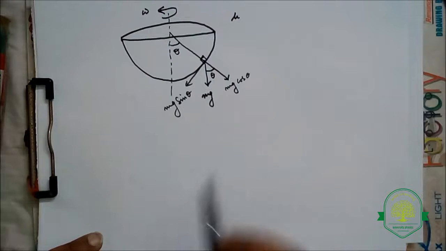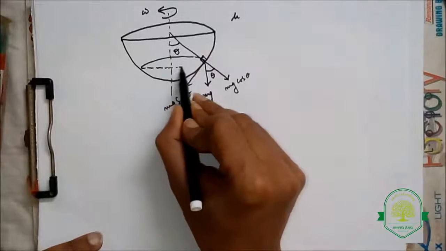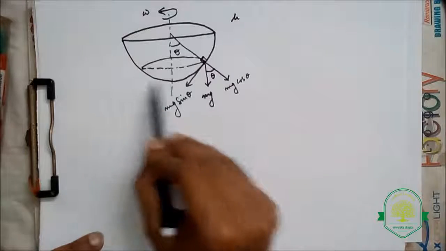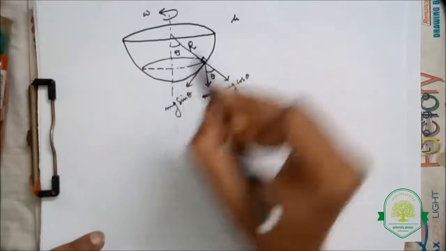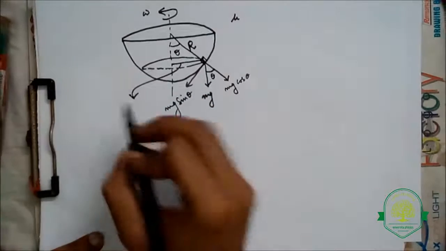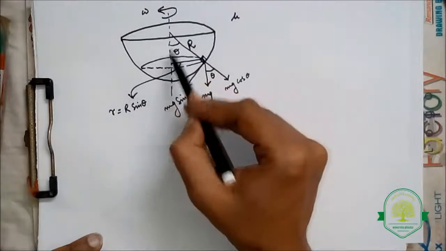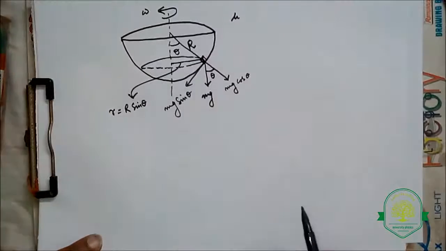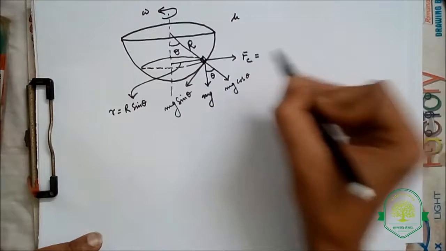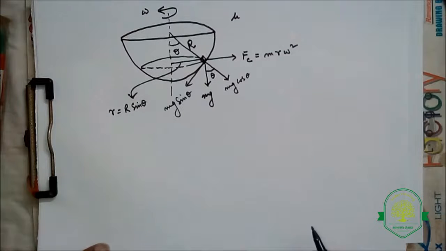So we can say, first of all, we can easily see that the block also rotates with the bowl around this circle, and if the radius of the hemispherical bowl is r, the block rotates along a circular path with radius equal to r sin theta, which we can easily see from this right angled triangle. So a centrifugal force acts on the block, that centrifugal force being m r omega squared, where r is just capital R sin theta.